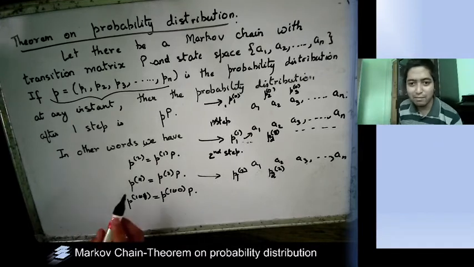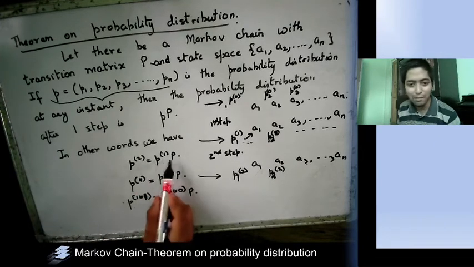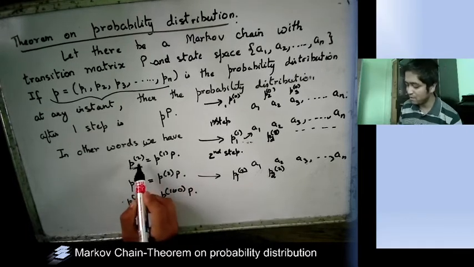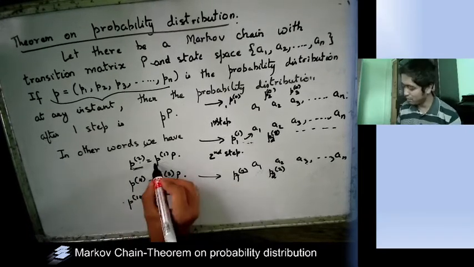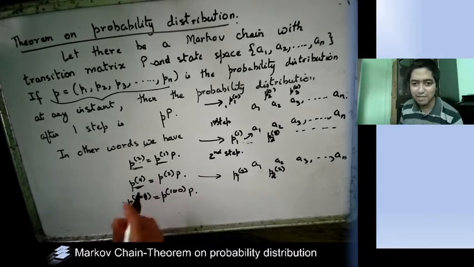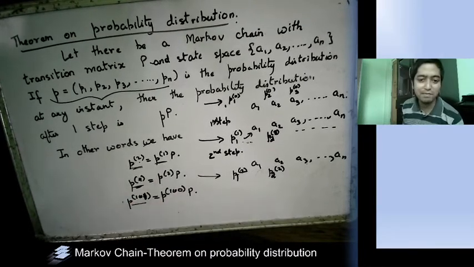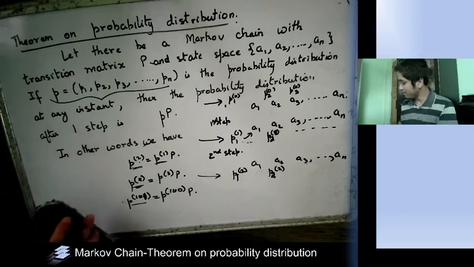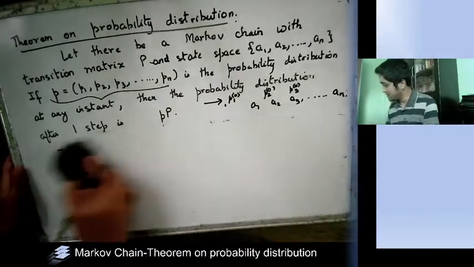Again, I keep on reminding you that this one doesn't mean the power. It is just a notation. Probability distribution after the second step, probability distribution after the first step, probability distribution after the fourth step, and so on. Probability distribution after the 101st step. Okay, it is not a power. So let us do this.